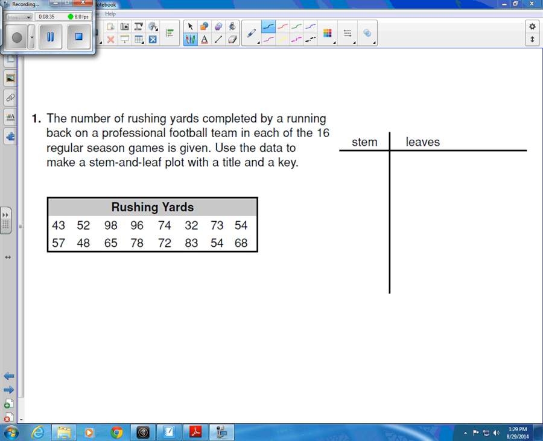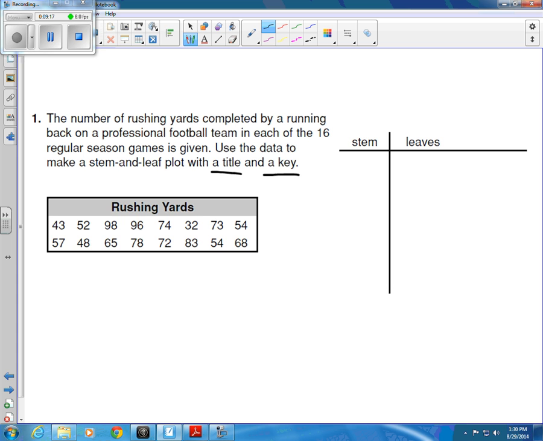All right, now that we've refreshed a little bit about what we know about graphs and reading graphs, we're going to actually get into our frequency tables and our histograms. Again, this is another way we are going to organize our data so we can start to see distribution, where the numbers are located, who has bigger numbers, who has smaller numbers, stuff like that. So, first question. We have the number of rushing yards completed by a running back in a professional football team in each of the 16 regular season games. Use the data to make a stem and leaf plot with the title and the key. Very, very important. We already talked about this.